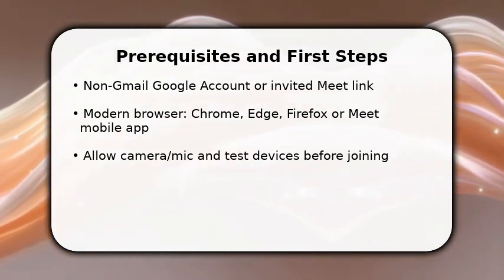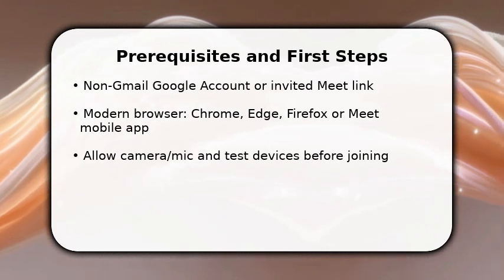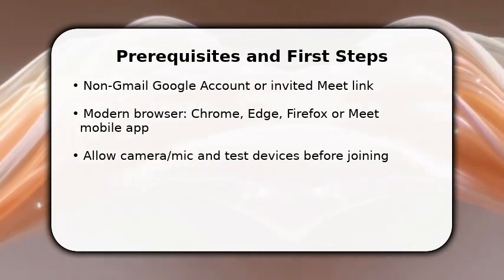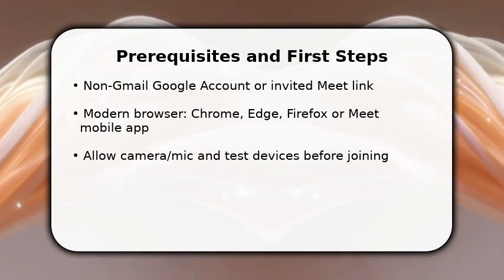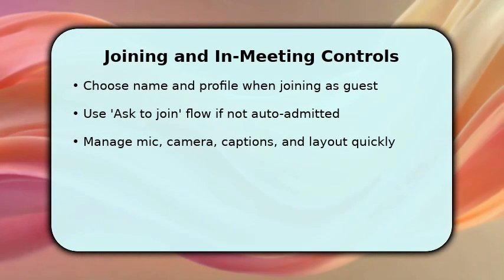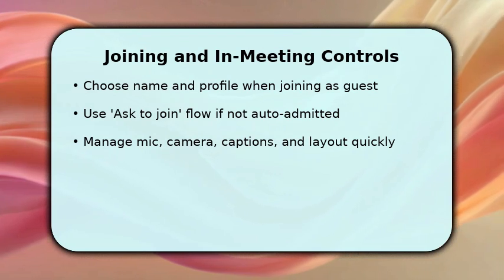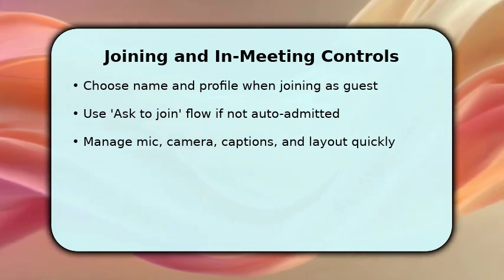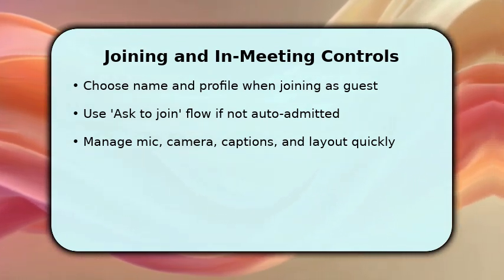Make sure to grant camera and microphone permissions. This prevents last-minute permission blocks and lets you test audio and video immediately. Once in the lobby, enter the display name that other participants will see. This matters for identification when you lack a Gmail profile.